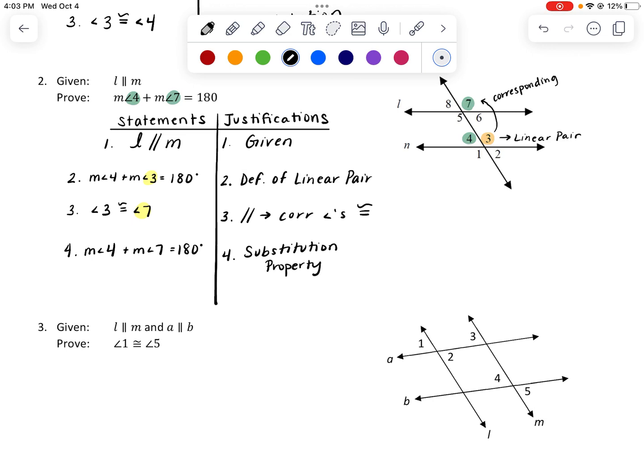Now, is this the only way you could go about it? No. You could go about it in different ways. So you could say 4 and 8 are corresponding, and then 8 and 7 are a linear pair. Again, there's not one path to the proof, but hopefully we can see how we're piecing these together.